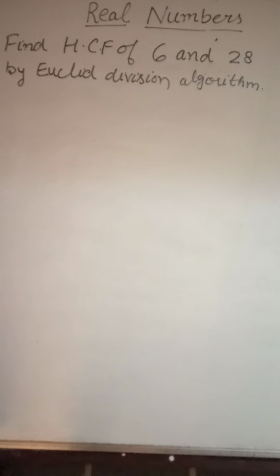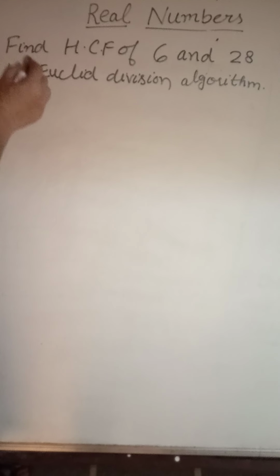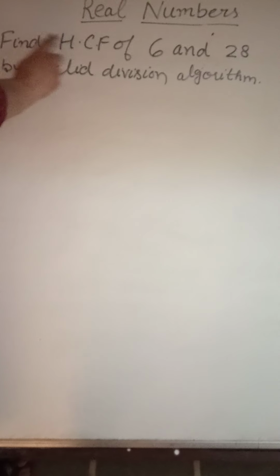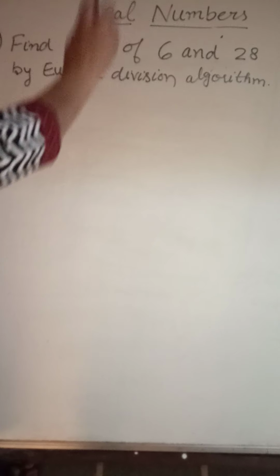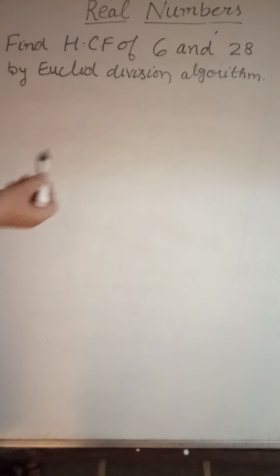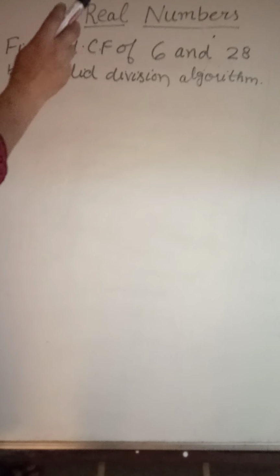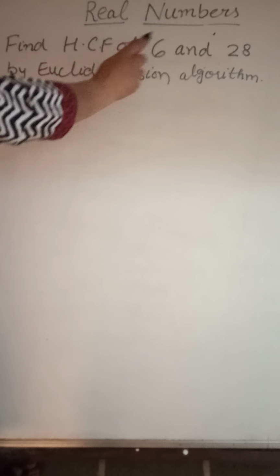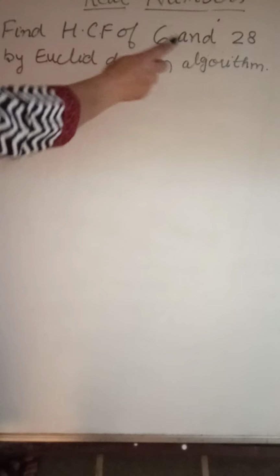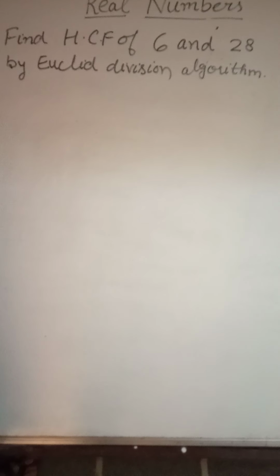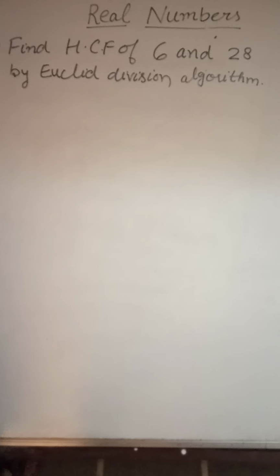Let us do one example. I have written one question for you. Find HCF of 6 and 28. If I don't show this, you'll be doing it by your junior classes method. But here in 10th class, you'll be getting a question like this: Find HCF of 6 and 28 by Euclid division lemma. This kind of question comes in 2 marks. Let us see how to do it.